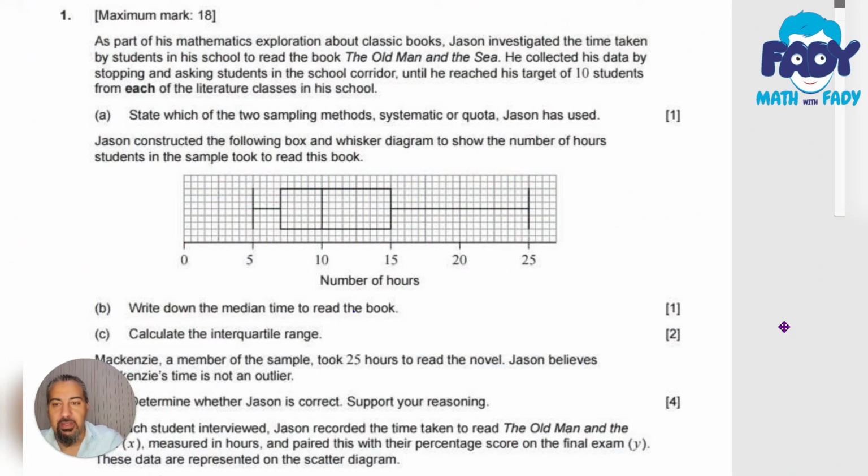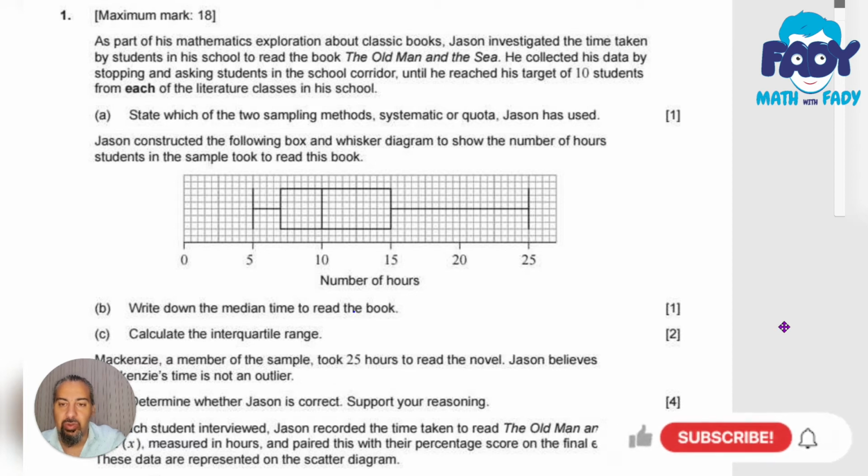We will be solving Math Applications SL, Paper 2, May 21, Time Zone 1. Let's get started. Question number 1. As part of his mathematics exploration about classic books, Jason investigated the time taken by students in his school to read the book The Old Man and the Sea.